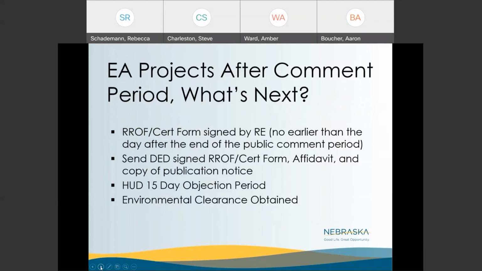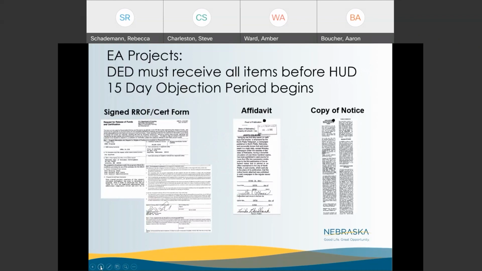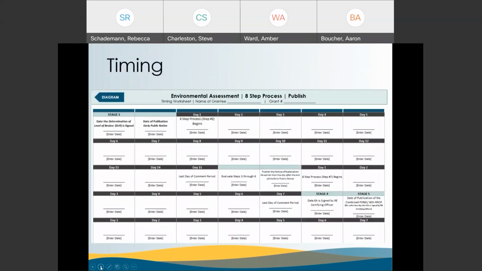So here's another iteration of the process on the EA projects. Certification signed, submission of those signed forms, affidavit, publication copy in the comment period, and the clearance. Next. And then some of those publications as samples. Next. Okay, here's the timing sheet for the 8-step process.